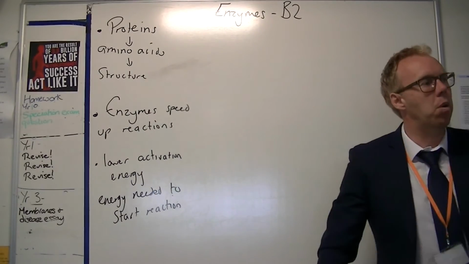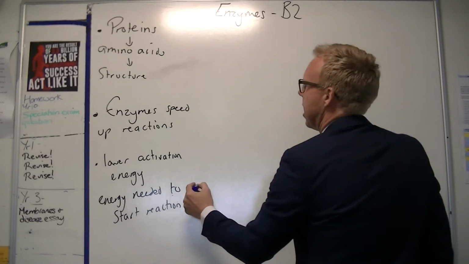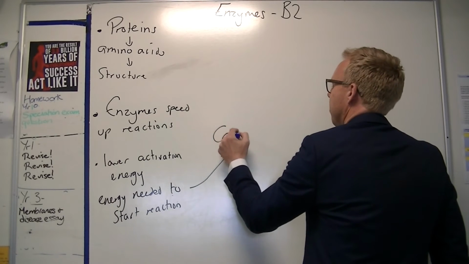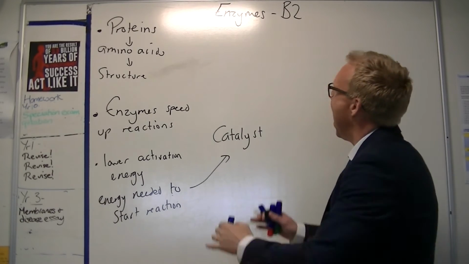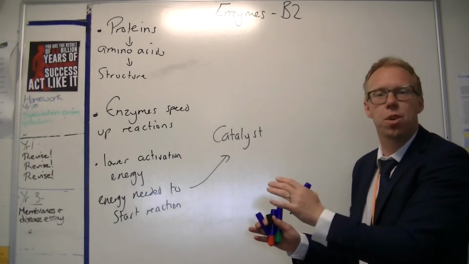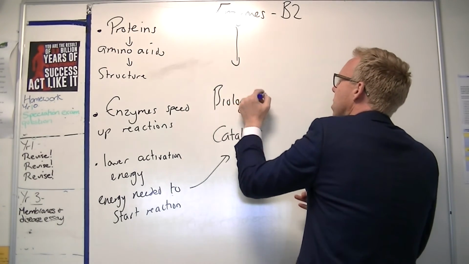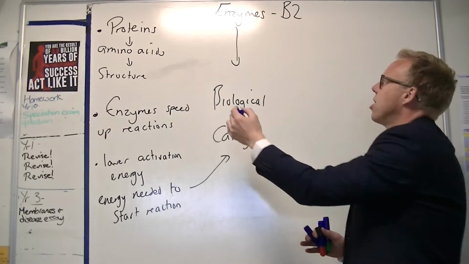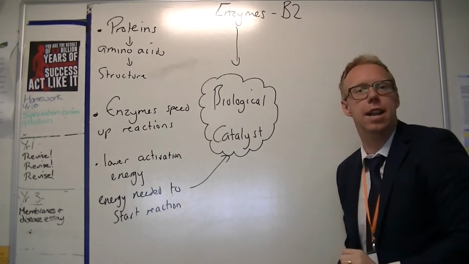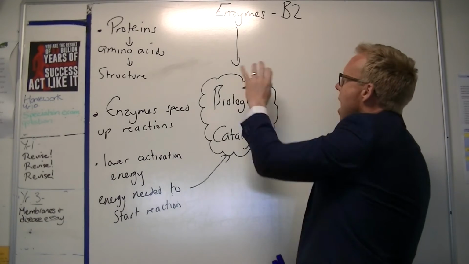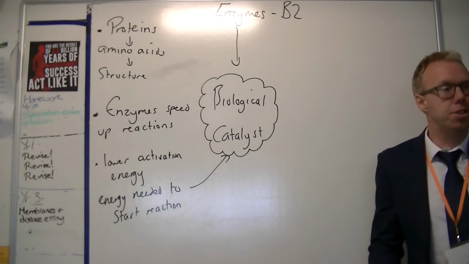Alright? Now, any chemical that does that is called a catalyst. Right? Which is why enzymes are often referred to as a biological catalyst. Alright? So that's another phrase I want you to be aware of. Enzymes are often called biological catalysts because a catalyst speeds up a reaction, and these are biological molecules. So enzymes are biological catalysts that lower the rate of reaction.